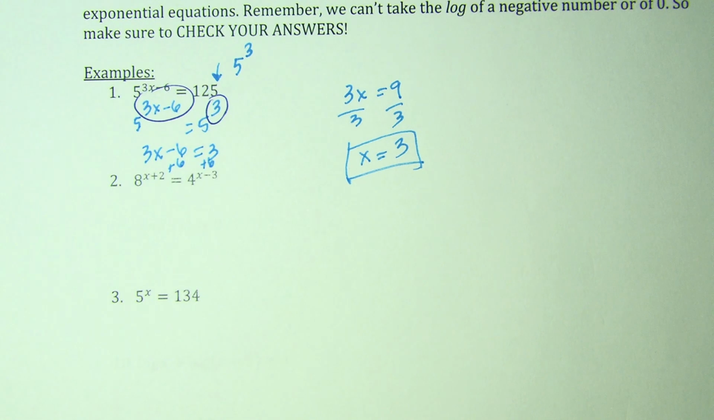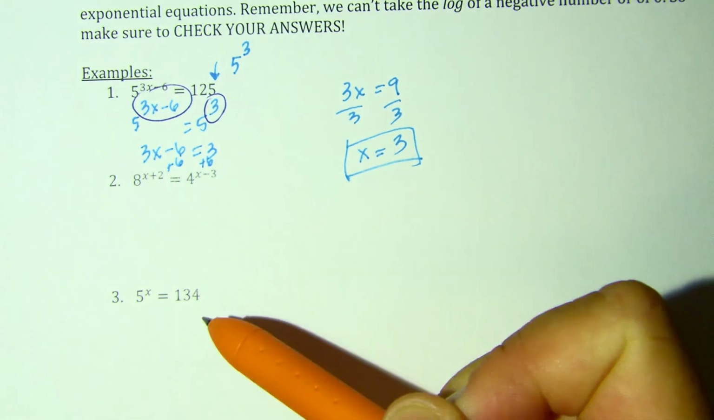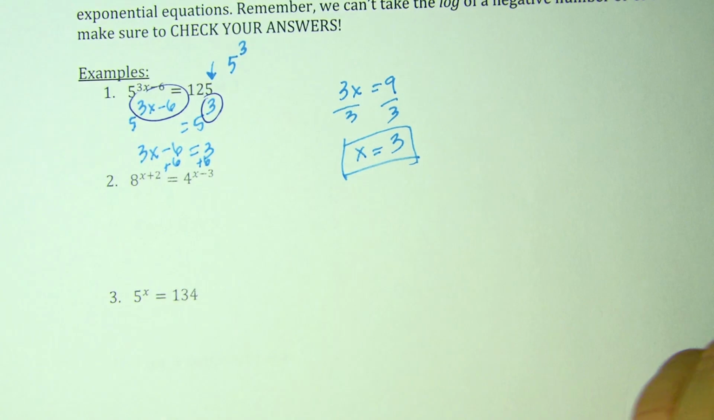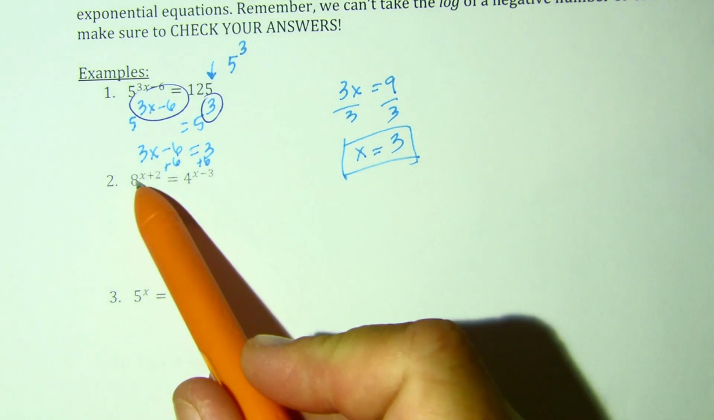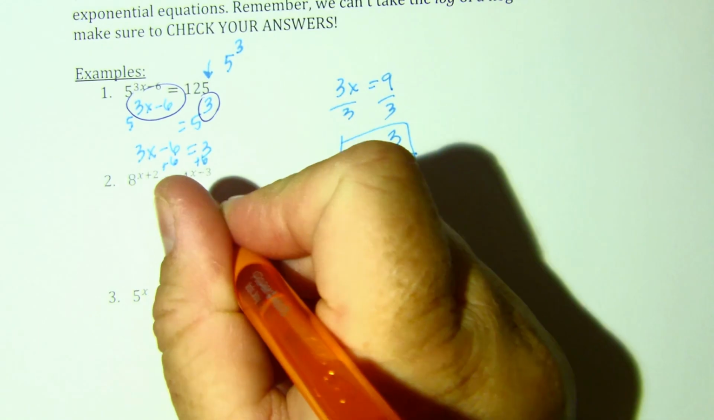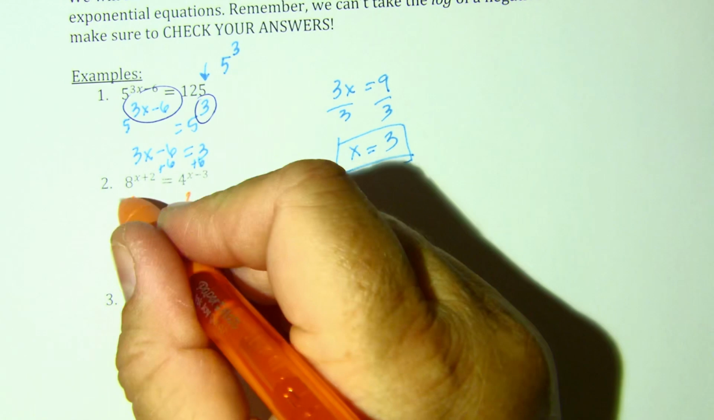For the next question here, it's not possible to rewrite 8 as 4 to some power. 4 to the first power is 4. 4 squared is 16, so that's already bigger than 8. But it is possible that we could rewrite both of these numbers. 4 is 2 squared, and 8 is 2 cubed, and now they have the same base.